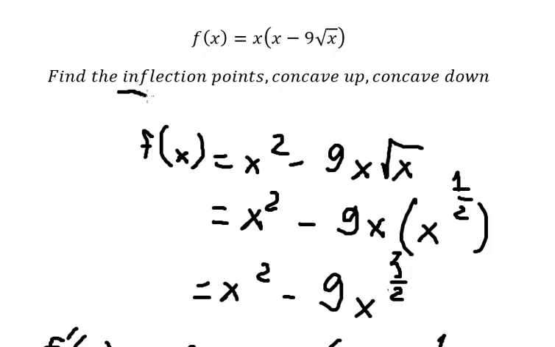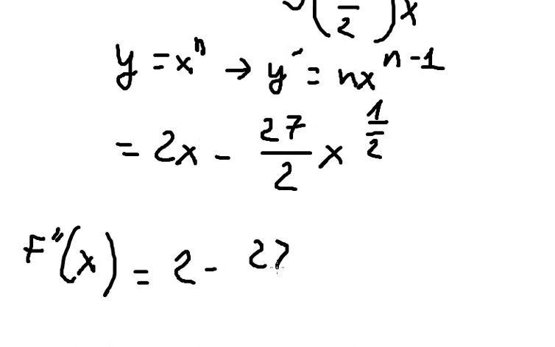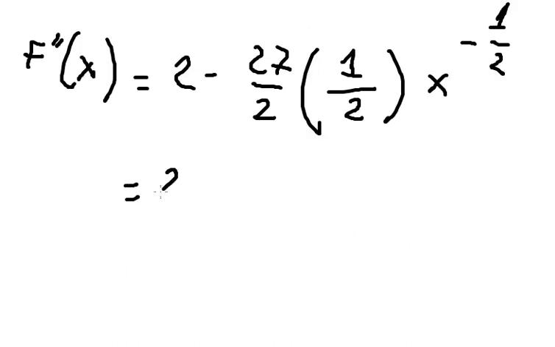Because this is about inflection points, we need to take the second derivative of the function. So this one is 1, and here we have 1 over 2 s to the power of 1 over 2 minus 1, which is negative 1 over 2. So we have 27 over 4.